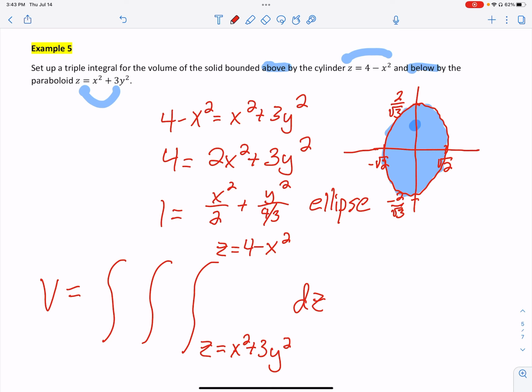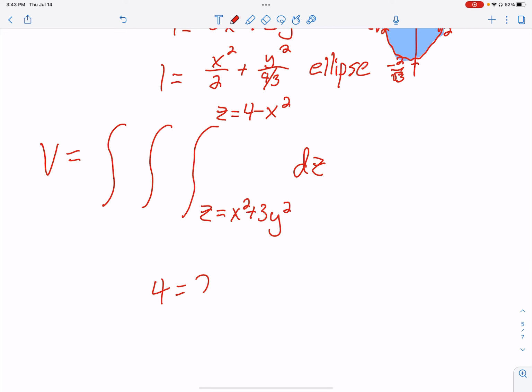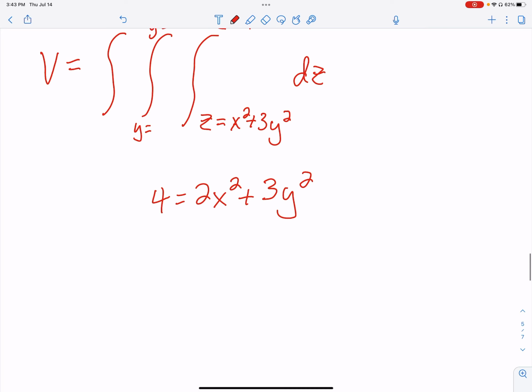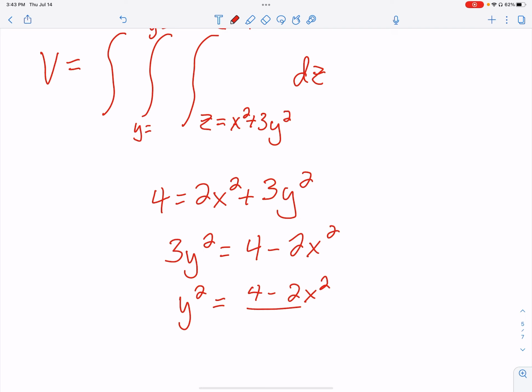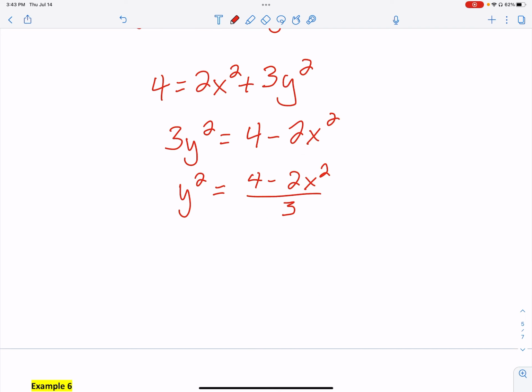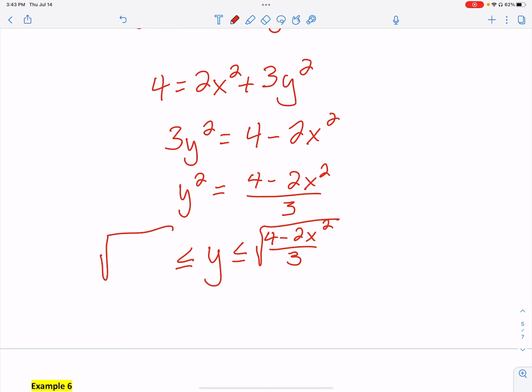All right, now I have this equation here, 4 equals 2x squared plus 3y squared. I would really like a y equals, so I'm going to solve for y. All right, I got 3y squared equals 4 minus 2x squared. Then we're going to divide by 3. So I got 4 minus 2x squared over 3. Now that square root is going to give me a plus or minus, which tells me that y has to be between the positive of this square root of it, and the negative.